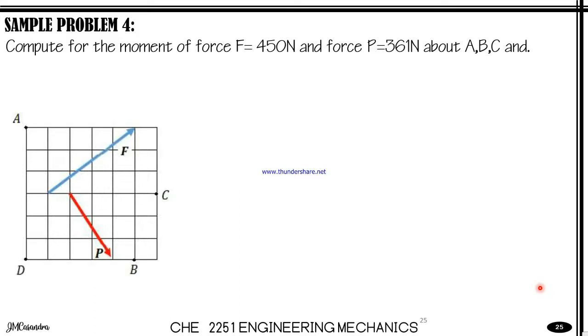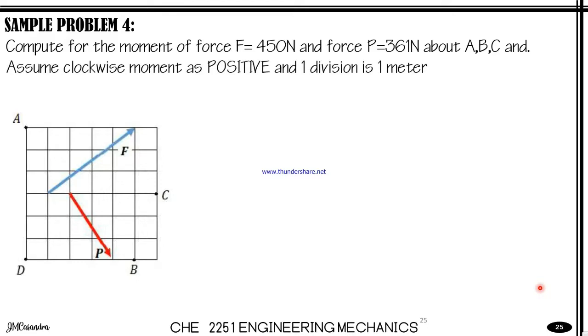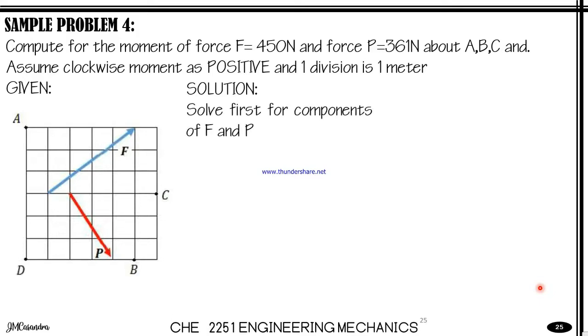equal to 450 newtons and force P equal to 361 newtons about points A, B, C, and D. Assume a clockwise moment as a positive sign, and that one division of the grid is equal to 1 meter. So for the solution, before we can solve for the moments of the forces, we have to solve first for the components of F and P.